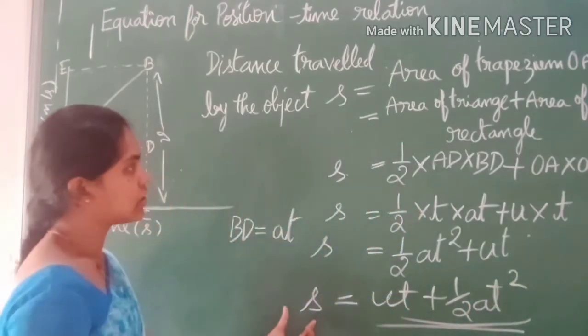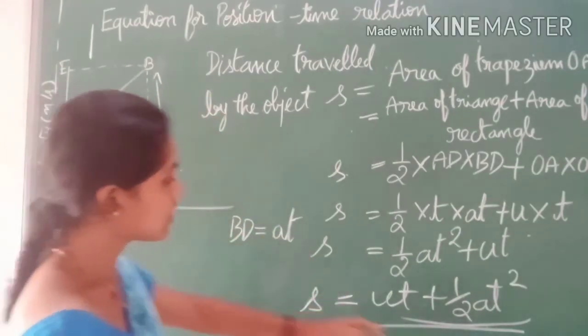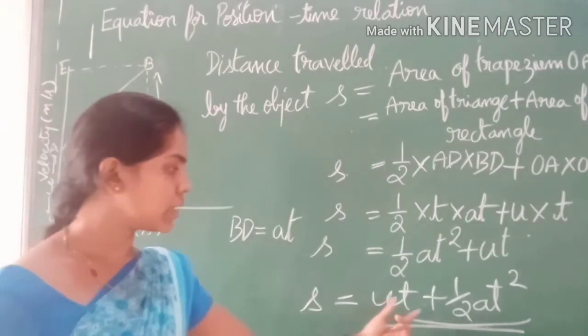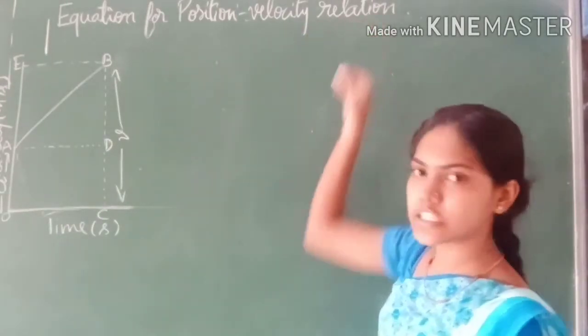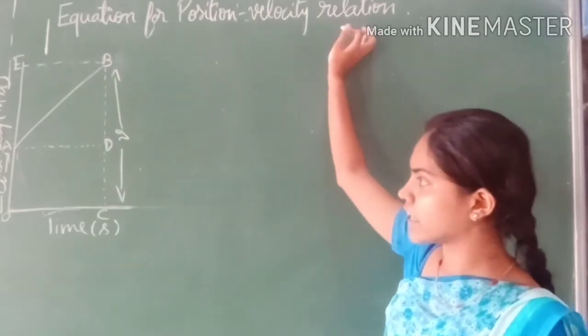So if you want to find the distance, if you want to find the position with respect to time, you can use this formula: S is equal to UT plus half AT square. Now let's see the equation for position velocity relation.